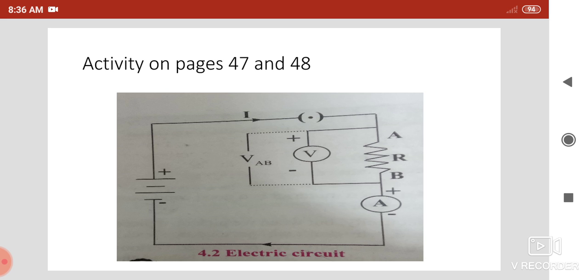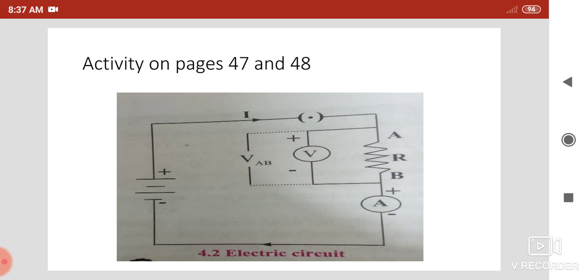Now you can see that the resistance attached between A and B has resistance R, and across this resistance the voltmeter is attached. You can see in the figure that the potential at A is higher than the potential at B, as point A is connected to the positive terminal of the battery. It means that point A has the higher potential and point B has a lower potential.